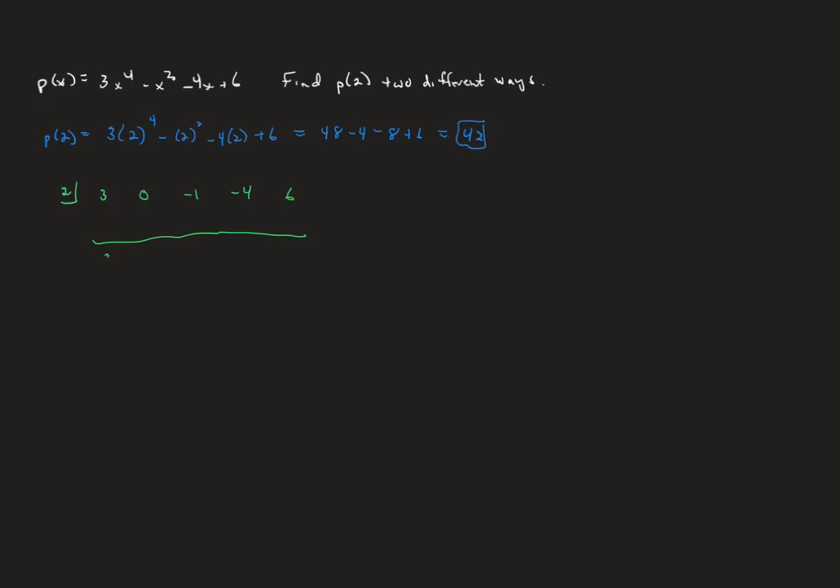So the 3 comes down below the line, then gets multiplied by 2 and becomes 6. We add 0. We multiply by 2 again. We add the negative 1. We multiply by 2. We add the negative 4. We multiply by 2. And we also get 42. So the 42s we get are the same either way. That's good news because we should get the same thing.